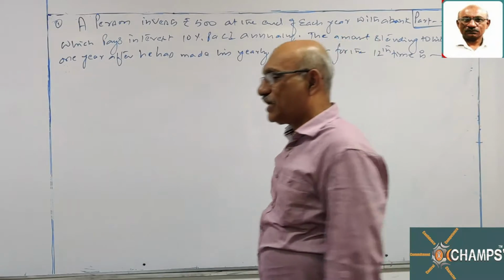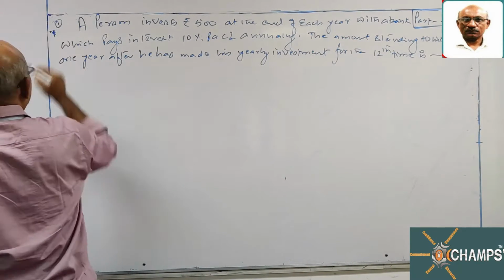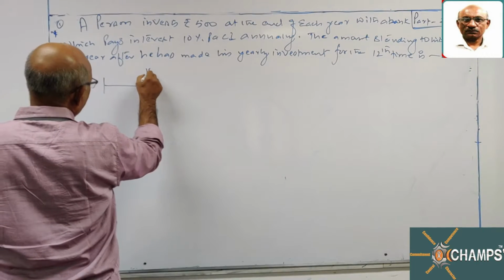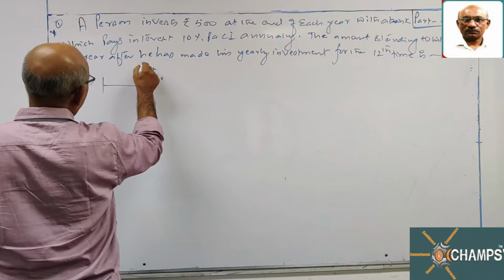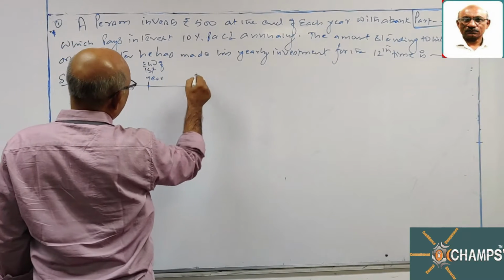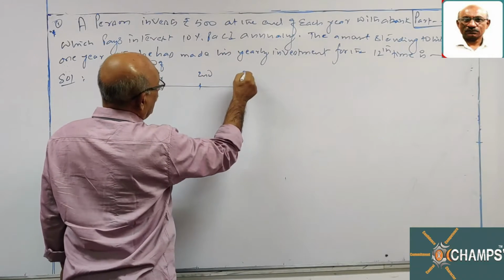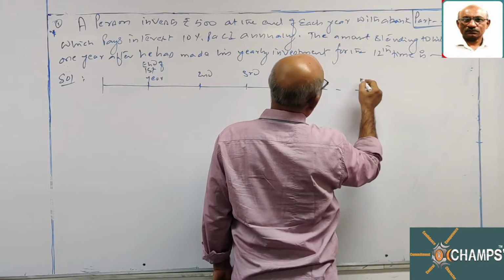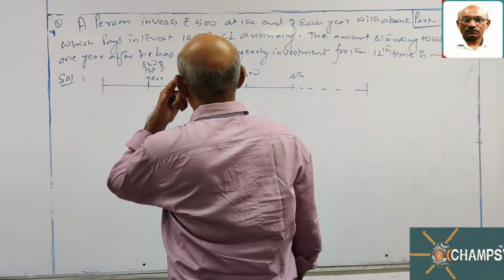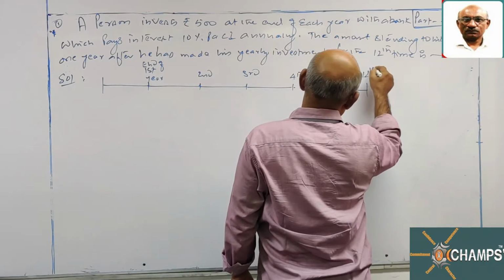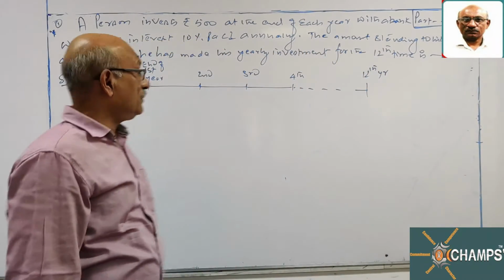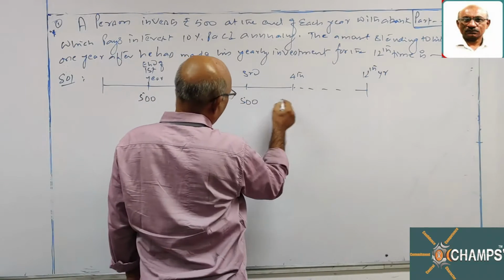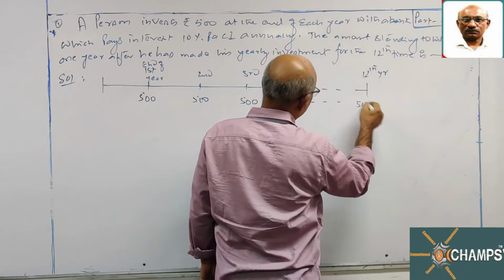Now it's a good question, sir. Put a star mark on this. Look at the solution part. End of first year, end of second year, end of third year, end of fourth year, end of 12th year. 12 payments. How much amount he deposited? 500, 500, 500, 500, this way 500.